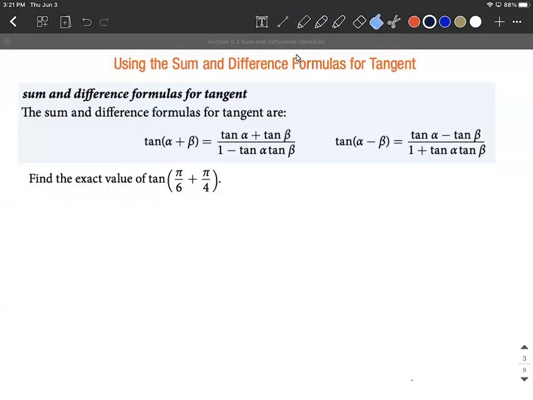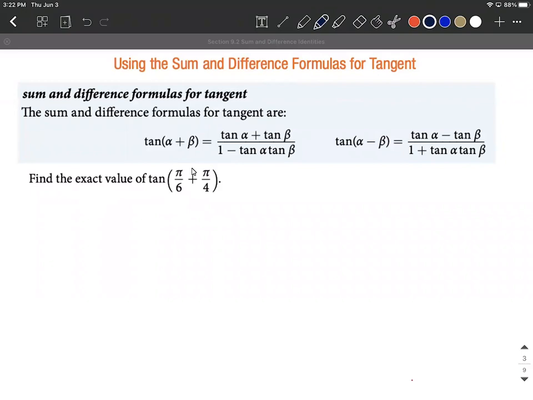Okay, let's use the sum and difference formulas for tangent. So in this case, the first thing we want to do is find the exact value for the tangent of pi over 6 plus pi over 4. So we have a sum and addition going on inside of our tangent function. So we're going to use the sum formula listed up above there with alphas and betas.